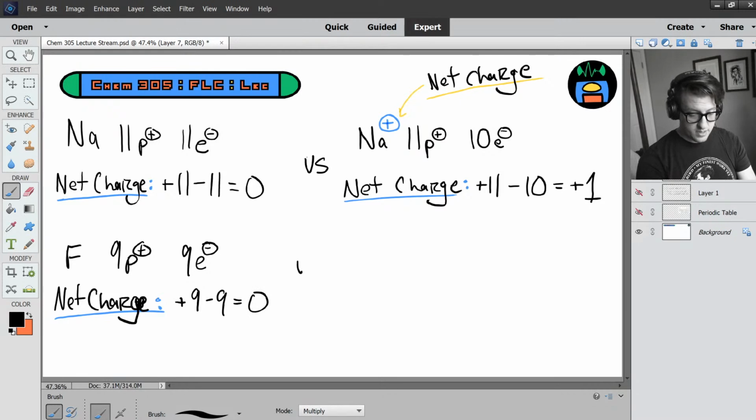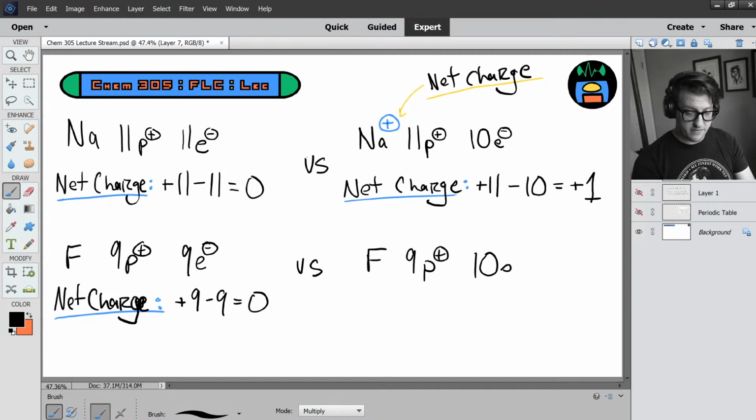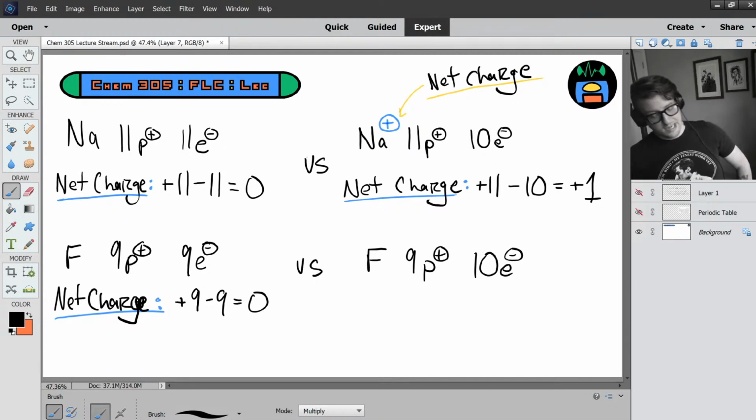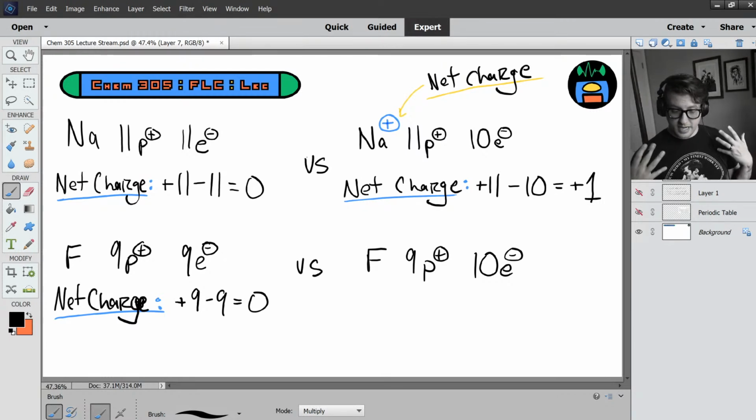All right. Now, let's put this in juxtaposition to an atom of fluorine that has gained an electron. Fluorine will always have 9 protons because that's what makes it a fluorine. If it's gained an electron from somewhere, maybe it found it walking through the park, sitting at a bus stop, then it'll have 10, right, instead of 9.